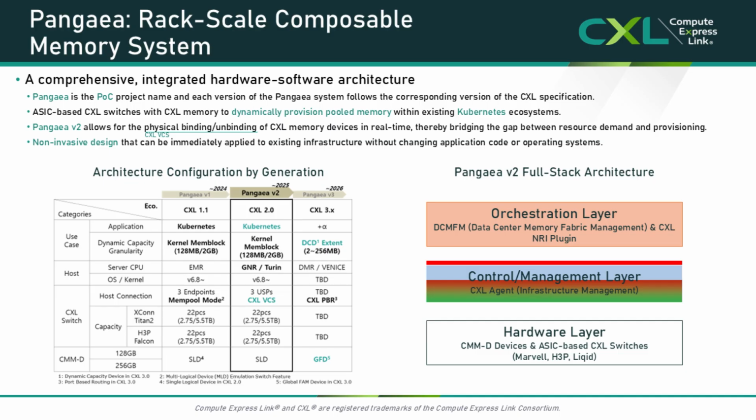The fundamental software architecture underpinning this system is distinctly bifurcated into a lower layer, the CXL agent, tasked with physical infrastructure management, and an upper layer, the data center memory fabric management, responsible for logical memory provisioning within the Kubernetes cluster.